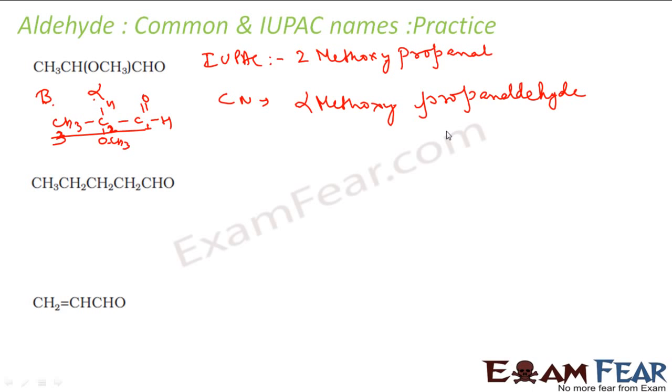Alpha methoxy propanaldehyde. Correct. This is 2-methoxy propanal and the common name is alpha methoxy propanaldehyde. Let's take this as a straight chain, right? 2, 3, 4 carbon. And let's see, this is the chain we have. You can add extra carbons if you want.